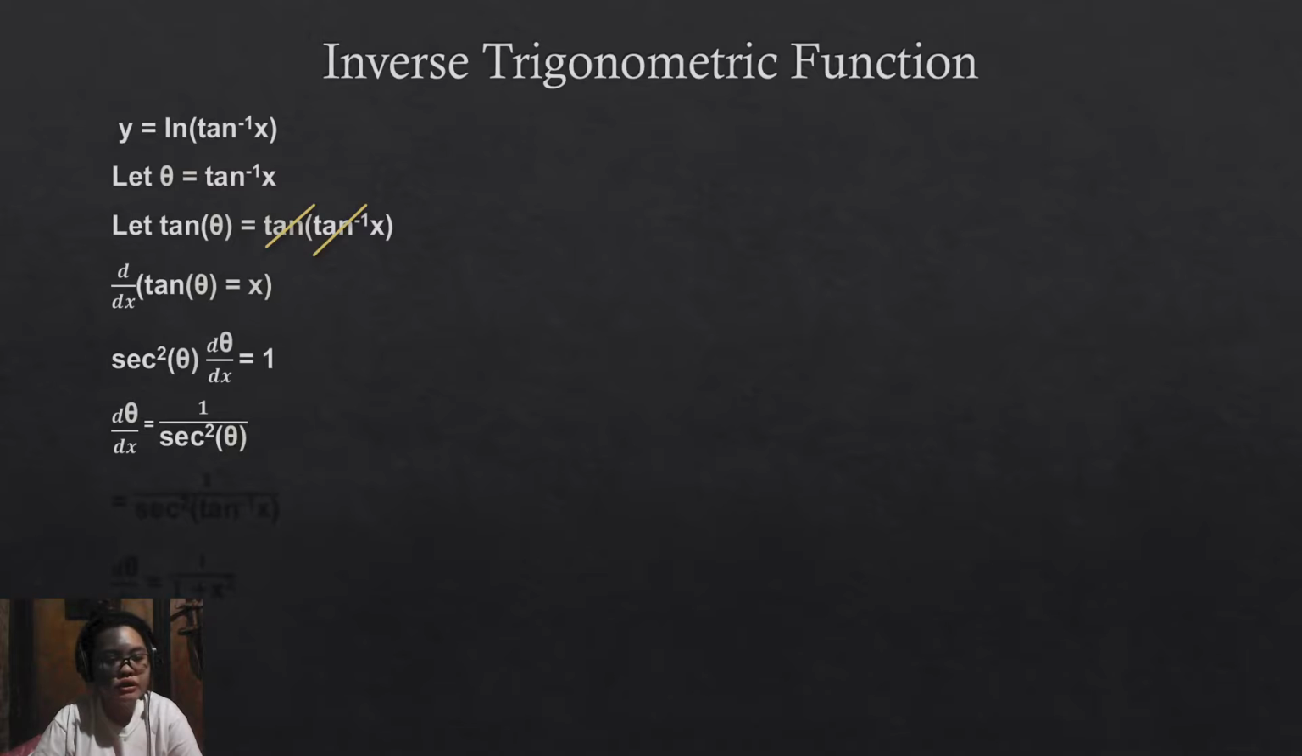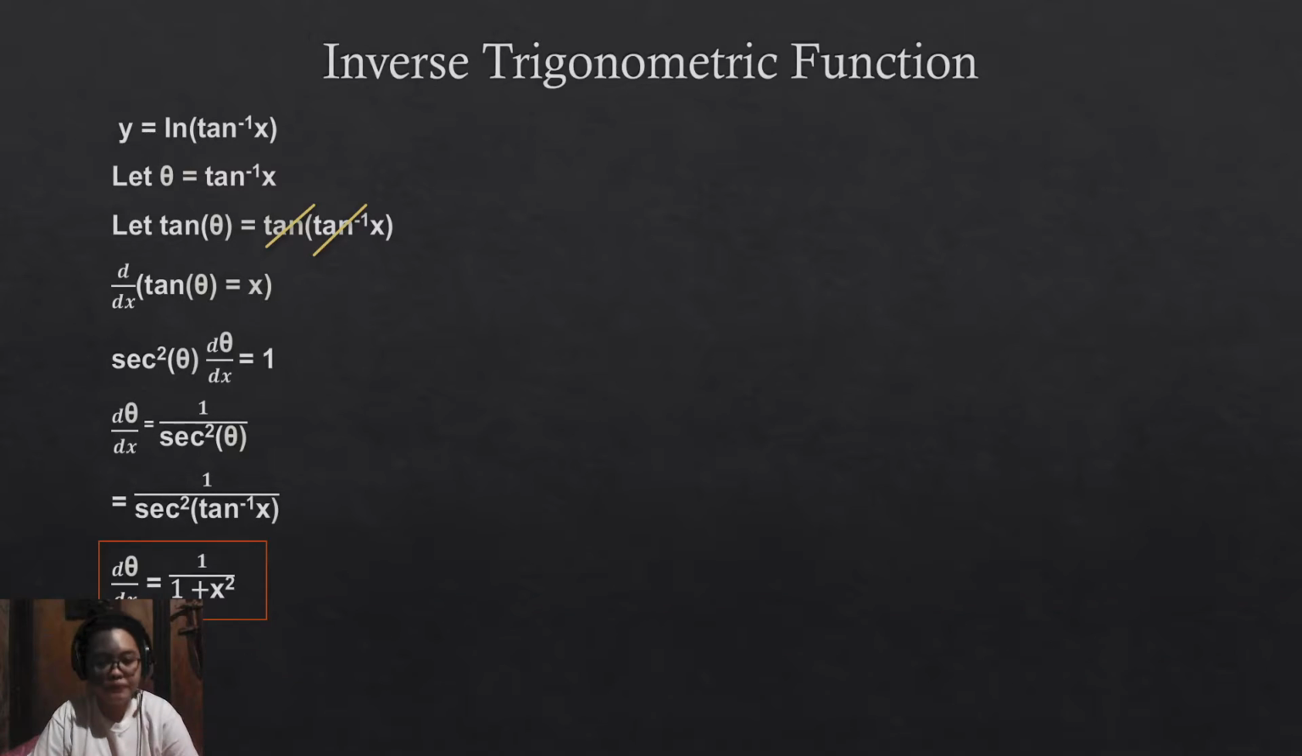I've mentioned in the beginning that theta equals inverse tangent x. So we have 1 over sec squared of inverse tangent x. We can simplify this further by breaking down this equation into an algebraic expression. So we'll have d theta over dx equals 1 over 1 plus x squared. And this will be our final answer.